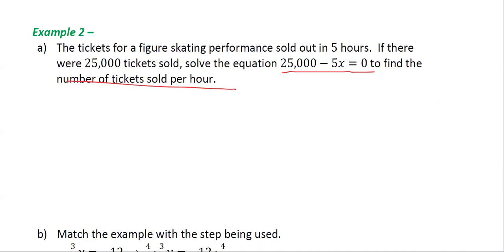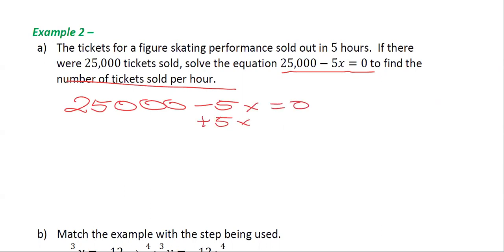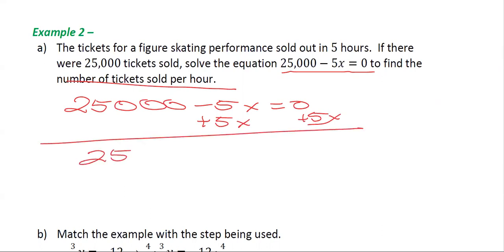So x is going to tell us how many hours it needs to be, find the number of tickets, how many tickets it needs to be sold. Okay, so let's solve for this. If I got 25,000 minus 5x is equal to 0, let's add the 5x to both sides. So now I have 25,000 is equal to a positive 5x, and I need a coefficient of positive 1 on x, so I'm going to divide by 5.